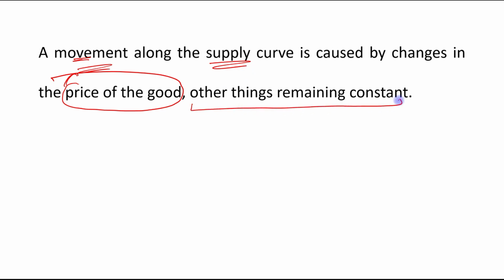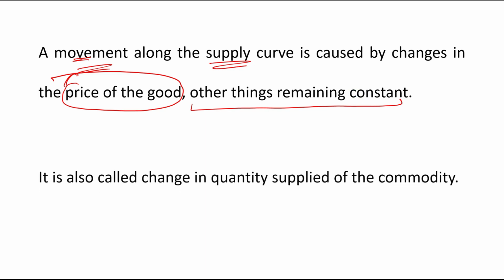Other things remaining constant means the factors other than price of the good, which includes input prices or technology, number of sellers, expectations. So all the other factors other than price of the good are assumed as constant. It is also called change in quantity supplied of the commodity.